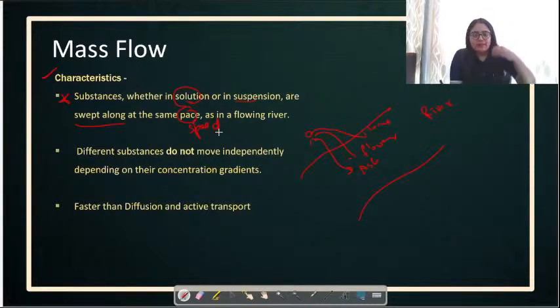It's not like something you drop in a river, or for example, a river having a lot of contamination. That doesn't mean that a few substances will flow at a slow speed and a few substances will flow at a higher speed.